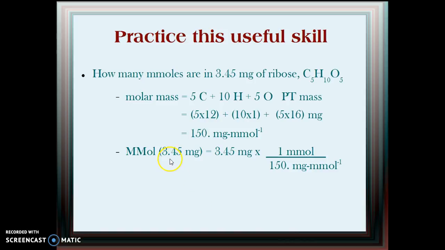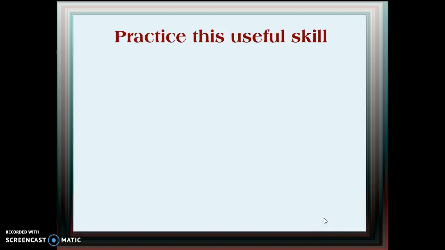The millimoles contained in 3.45 milligrams would be the 3.45 milligrams times the conversion factor, 1 millimole over 150 milligrams per millimole. And when we do that division, we get 0.023 millimoles, which would be 23 micromoles if you want to stay away from all those zeros after the decimal point. Let's do one more.